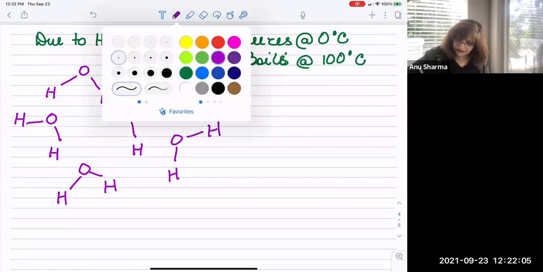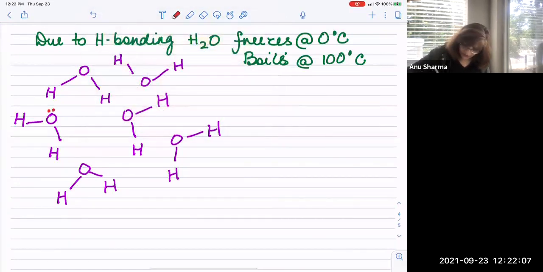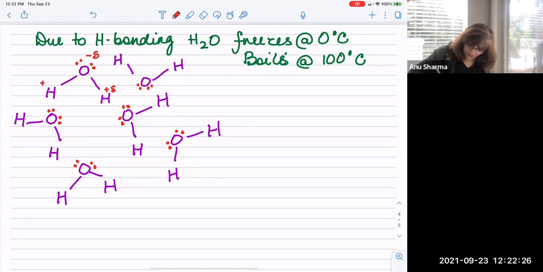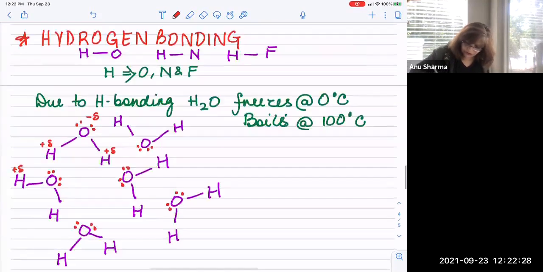Okay, so here is water. Remember that oxygen has these lone pairs, and the hydrogen-oxygen bond is very polar. As a result, oxygen is more electronegative than hydrogen, so oxygen has a delta negative charge. Each of the hydrogens, because it's a polar bond, will have a delta positive charge.